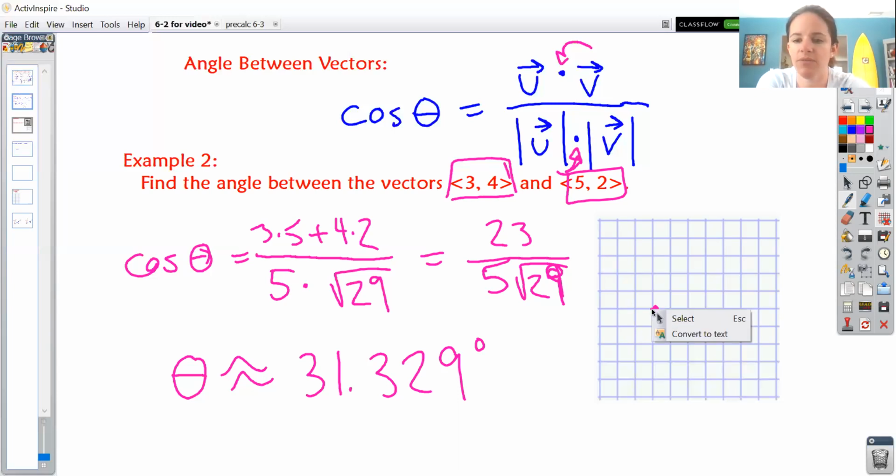So the vector 3, 4, if I go right 3 and up 4 and draw that vector, and then I'll go right 5 and up 2. Notice I'm not adding the vector, so I'm not going from the tail of one to the head of the other or the head of one to the tail of the other. I'm starting them at the same vertex because I'm finding the angle in between them. And so then this would be theta. And yes, that looks like about 31.329 degrees. All right, next.